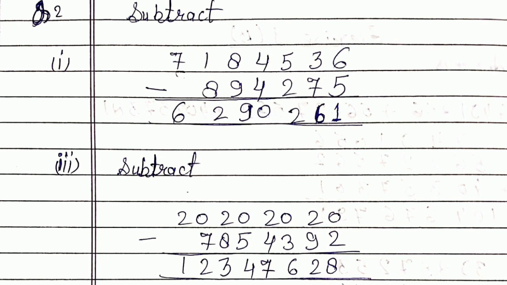Okay, same procedure in the third part also we will follow. Here you can see 0 is given and 0 is smaller than 2, so the top number is lesser than the bottom. So what we will do, we will borrow from 2 which is situated on the left side, so it will become 1, and 0 is going to become 10. So now from 10 we can easily subtract 2 and the answer will come 8.